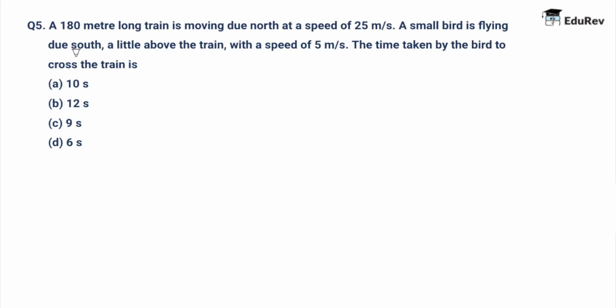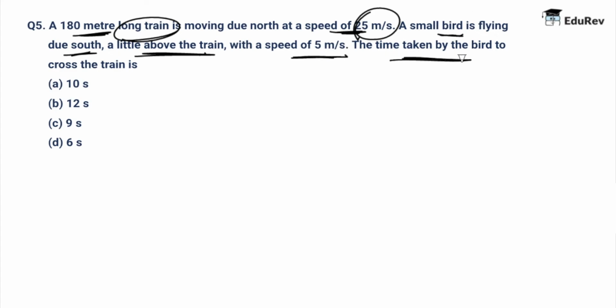So let's jump to question number 5. Question number 5 says that a 180 meter long train is moving due north at a speed of 25 meters per second, and a small bird is flying due south a little above the train with a speed of 5 meters per second. The time taken by the bird to cross the train is going to be what?